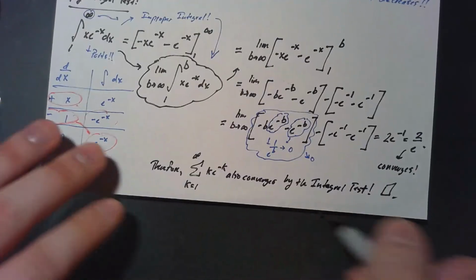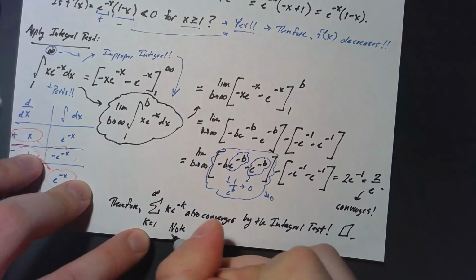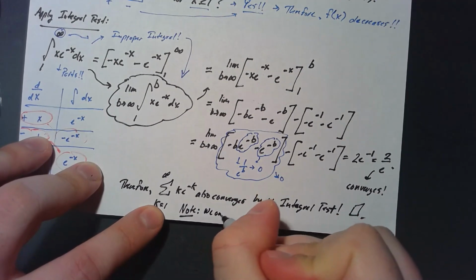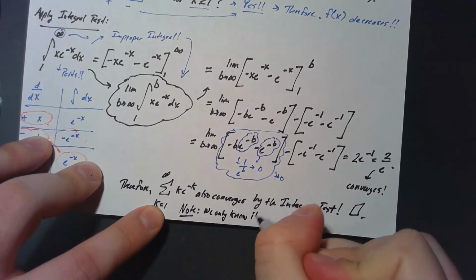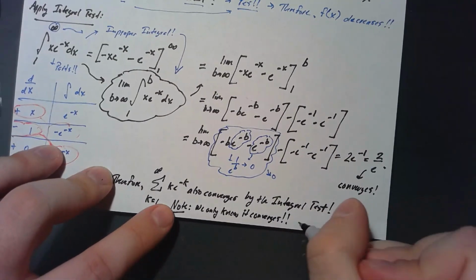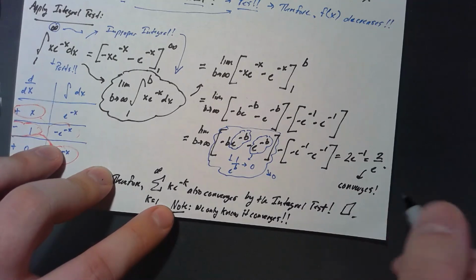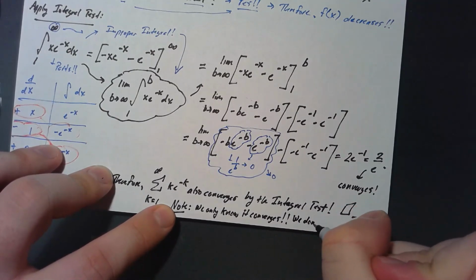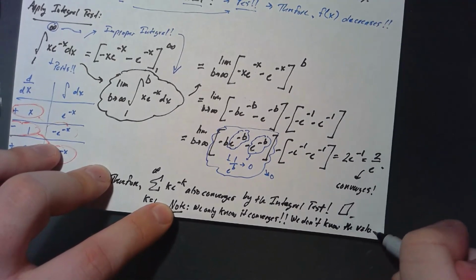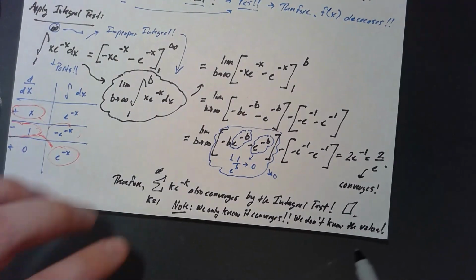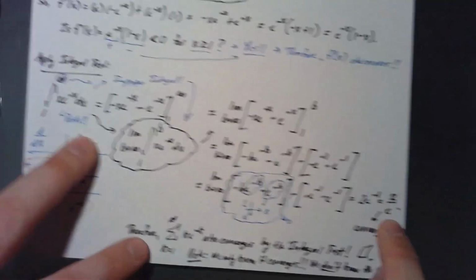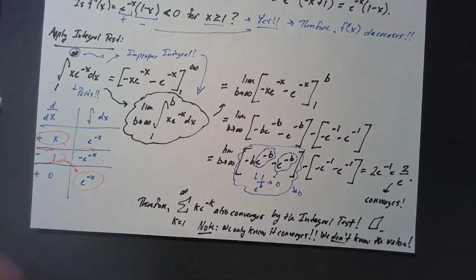So I want to make a note here. I'll squeeze it in down here. Note: we only know it converges. I'm kind of running out of space here. We don't know the value. So this right here is not the value it converges to. This is just the value of computing this integral. All we know is that the series converges. That's it.